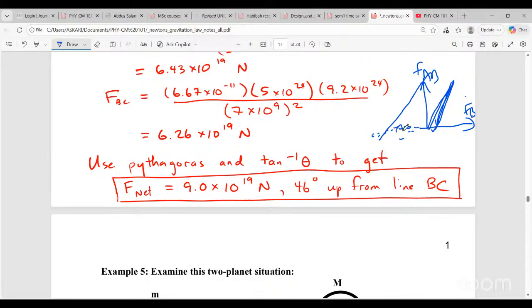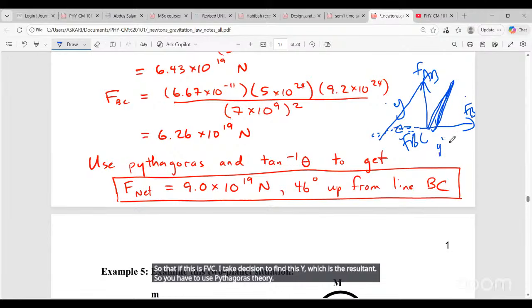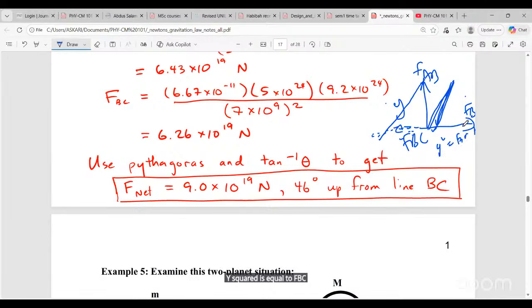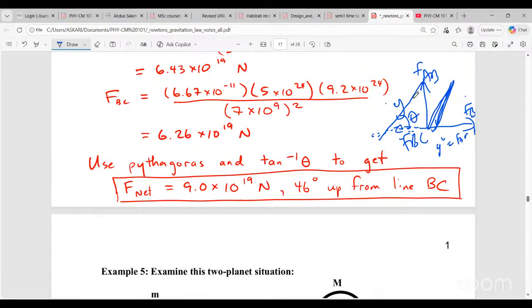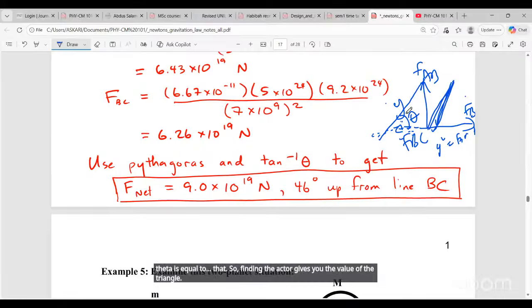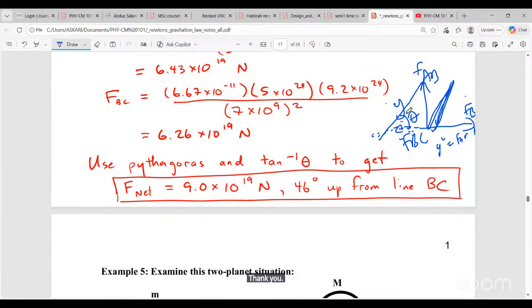So if this is FBC and you want to find this Y, which is the resultant, you have to use Pythagoras theorem. Y squared is equal to FBC squared plus this. So that is basically what you will do. Then to find theta, the angle subtended, tan theta is equal to that. So finding the arctan gives you the value of theta.